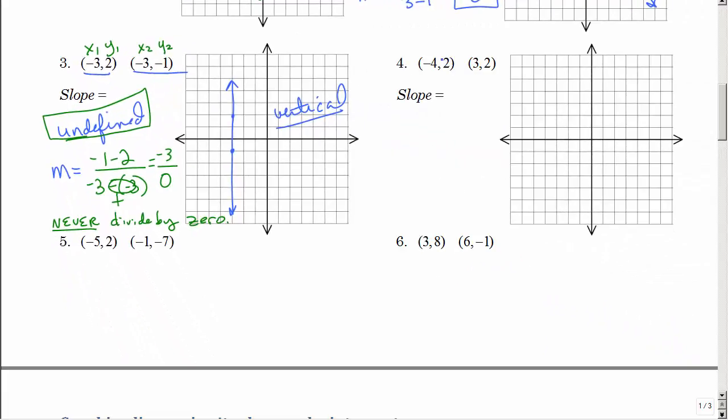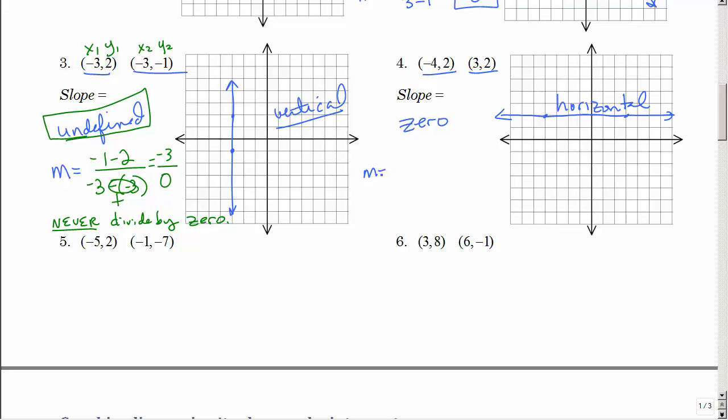Let's look at number 4. Plot the points. Plot the point. And we get a horizontal line. What kind of slope does a horizontal line have? It has a slope of 0. And no, you don't have to write out the word zero. You could just put the number 0.